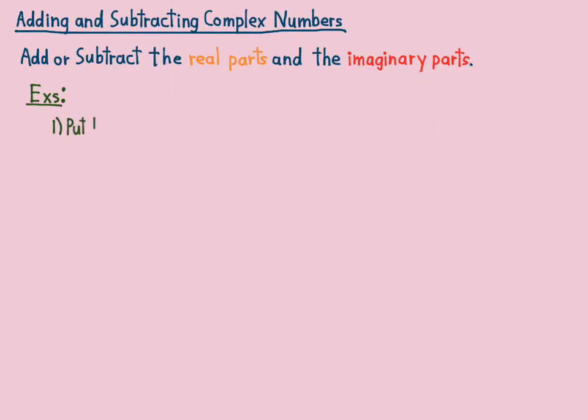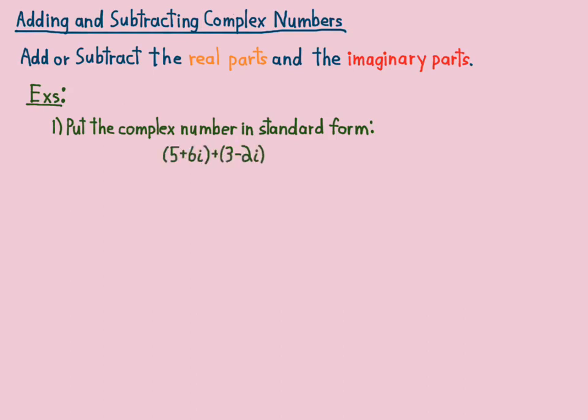So for example, put the complex number in standard form. That's the way instructions usually go. Remember, standard form is a plus bi, not a plus c plus bi minus di. That's not standard form. So standard form is a plus bi, that form. So I've got 5 plus 6i plus 3 minus 2i. That's two different complex numbers. Each of them is in standard form. I'm trying to add them together and write the result in standard form.